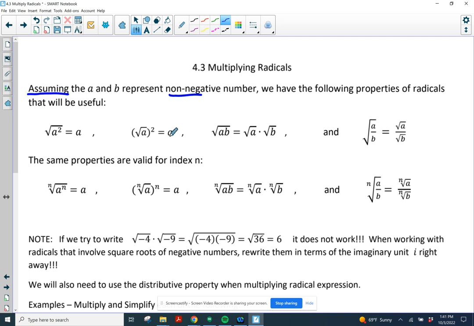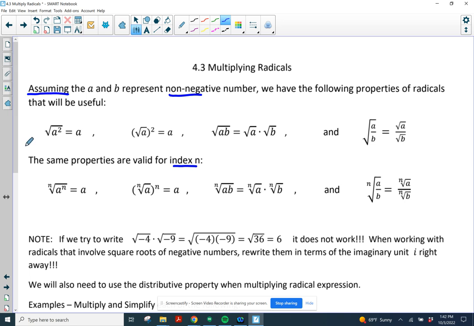So we've got 1, 2, 3, 4. We've got 4 here on this row that we're going to talk about. Actually, we're not going to talk about the last one because I don't think we have to do with radicals that have fractions. And we have 4 more down here because the same properties that we have for square roots work for index n. So let's talk about the first ones.